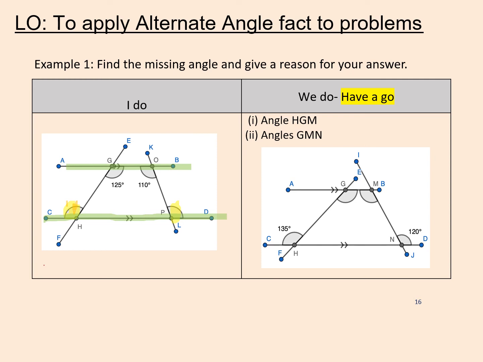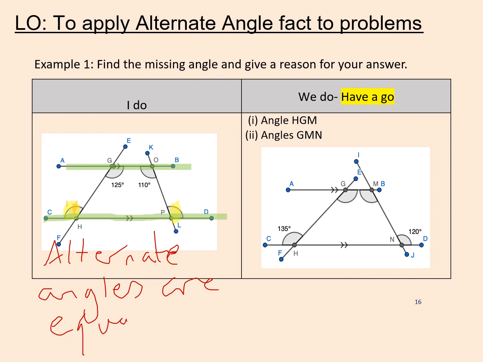So I know they are alternate angles, and I know what alternate angles are. So if G is 55 degrees, then the angle at H has got to be 125.